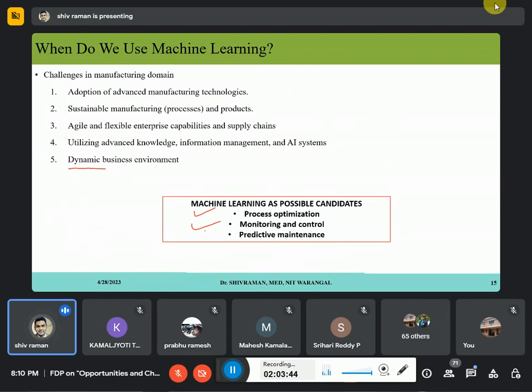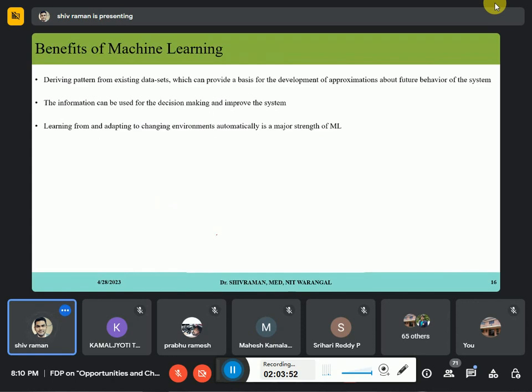Before me, Dr. Sakya was there. He is mainly into monitoring and fault diagnosis, which is predictive maintenance, where we can use machine learning algorithms. So what benefit does the machine learning approach bring? With the advanced manufacturing approach, we need sustainability, and with deployment of an AI based system, flexibility.